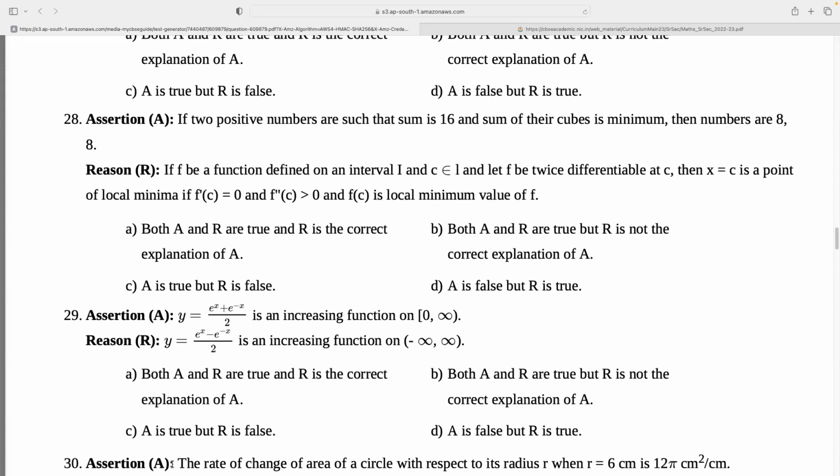Okay. If f is a function defined on the interval I such that c belongs to I, and let f be twice differentiable at c, at x equal to c, the point of local minima, f dash of c is equal to 0 and f double dash of c is greater than 0. Correct. So both A and R are true, and R is the right explanation for A. Correct. Option A is the right answer. Okay.